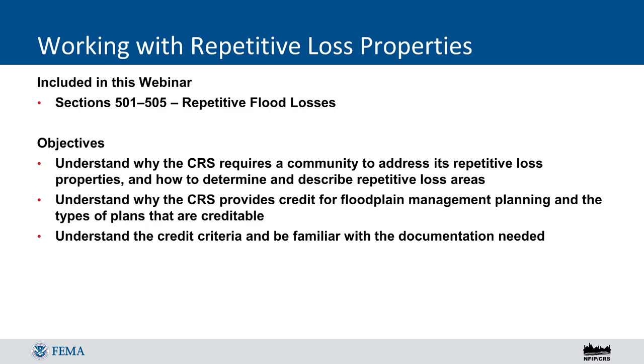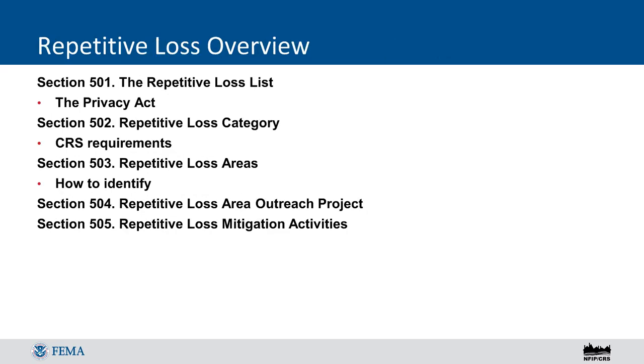Here you will find relevant discussions on repetitive loss data and a community's responsibility to protect the data and CRS program requirements specific to a community's repetitive loss problem. We also cover how to define repetitive loss areas and provide guidance on outreach efforts to those defined areas. Section 501 opens the section with information on the community's repetitive loss list, and we do spend some time talking about the Privacy Act, which I'll discuss in greater detail shortly.